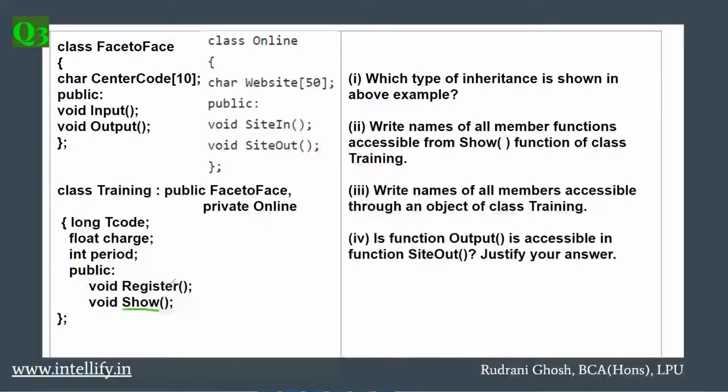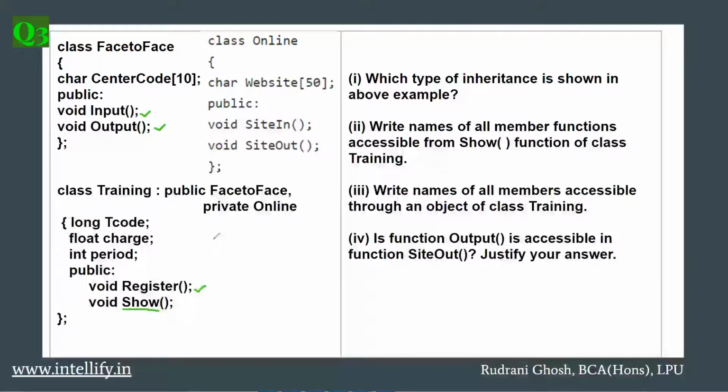A question says, write the names of all the member functions accessible from show. So as register is present inside class training itself, you can directly call it. So we can call register, of course. We are deriving class face-to-face publicly, which means void input and void output are also public in nature inside class training. So we can access input and output. Second, we have also derived class online using the private access specifier, which means these public functions site in and site out will become private inside training.